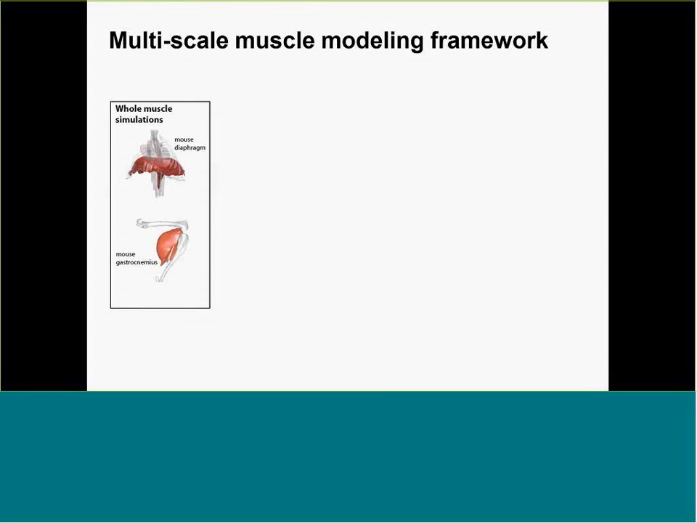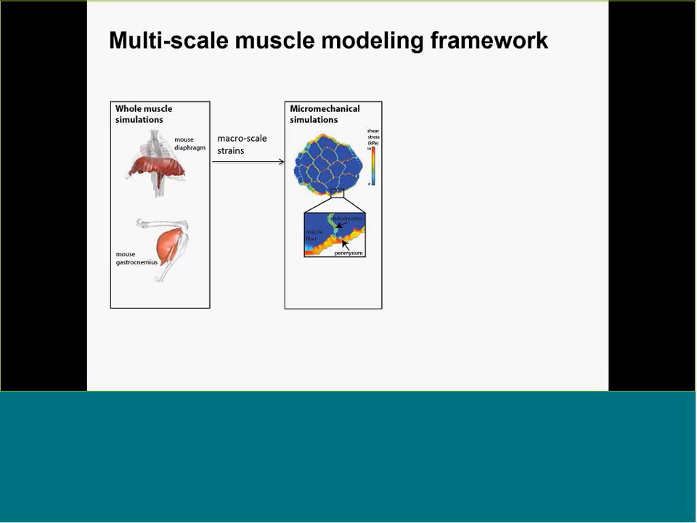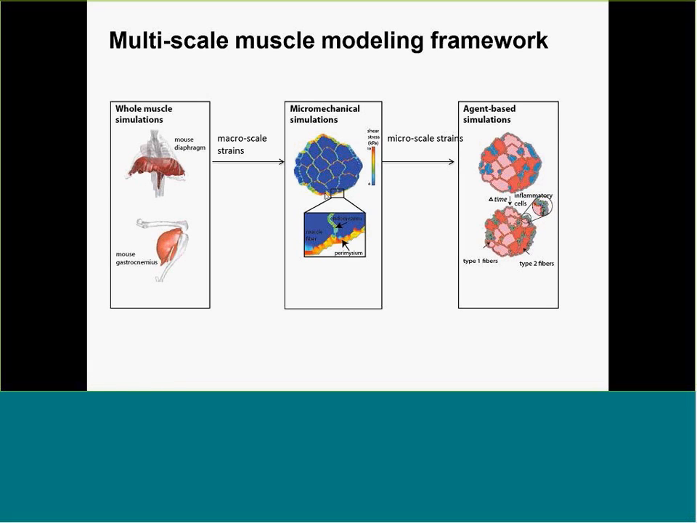So our modeling framework goes like this. We're starting with whole muscle simulations because we have to simulate the contraction and the mechanics. Then we use those macroscale strains to inform micromechanical simulations that simulate what's going on in the microscale, in particular the role of dystrophin that links the fibers, in blue here, with the ECM, which is in the coloring, which is right now undergoing a lot of shear stress and strain in the simulation. And then we're linking that with agent-based simulations that predict the response from that particular mechanical input. For example, an injury, we can predict the resulting degeneration-regeneration profile.